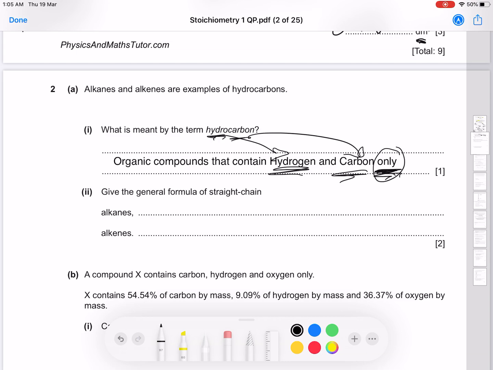What's the general formula of straight alkane? I think we emphasized that when we were explaining our lessons. Alkanes are CnH2n+2. This is the general formula of alkane. For alkene, it's CnH2n. So you get your 3 marks over there. Now let's go to the calculations.